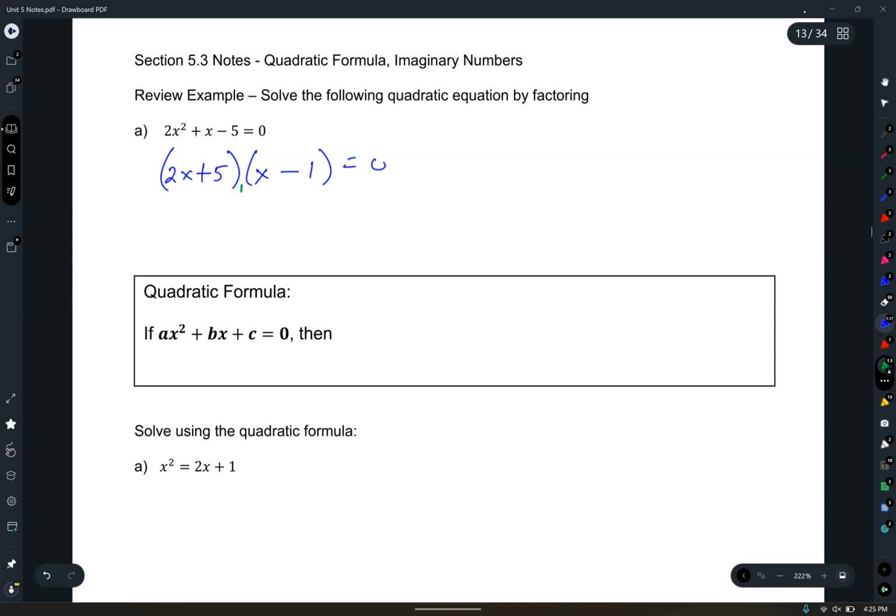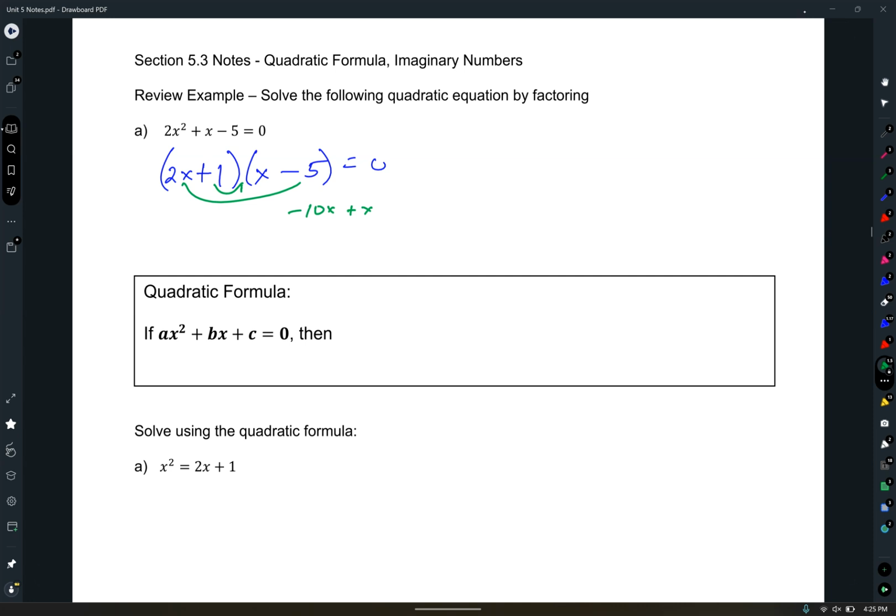So I'll switch the 5 and the 1. I'll put the 1 over here with the 2, and the 5 over here. But again, still not a guarantee. I still have to check it. So on the outer, I'm going to have negative 10x. And on the inner, I'm going to have 1x. That does not give me the 1x I need in the middle. And that's my only option. There's no other options for factoring.